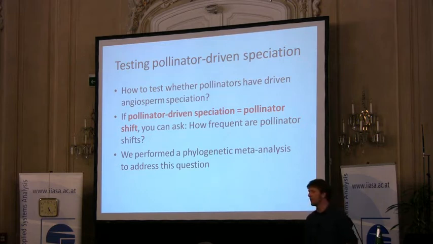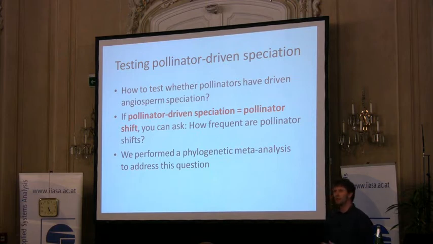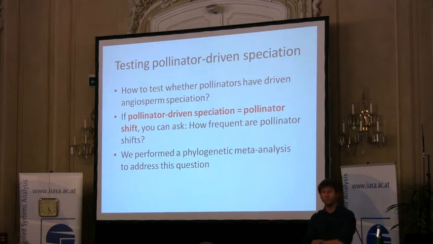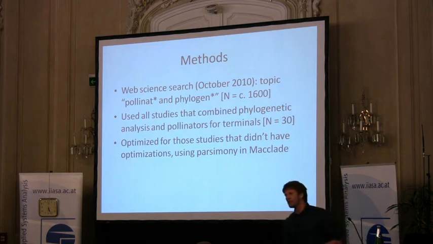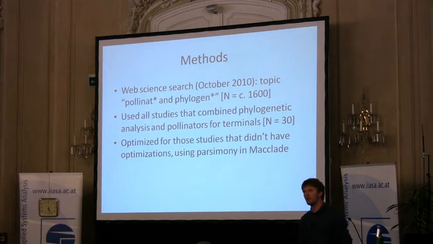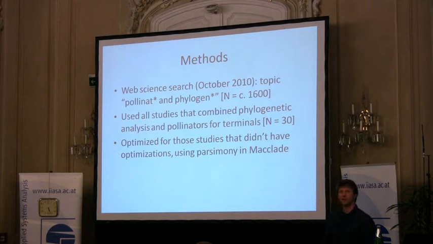Well, if we assume that pollinator-driven speciation equates to pollinator shifts on phylogenies, which is an assumption that I'm going to make today, we can simply calculate the frequencies of these shifts. And I performed a phylogenetic meta-analysis to address this question. The first thing I did was a Web of Science search, where in the topic field I entered the search terms phylogen* and pollinat*. And I got 1,600 hits.